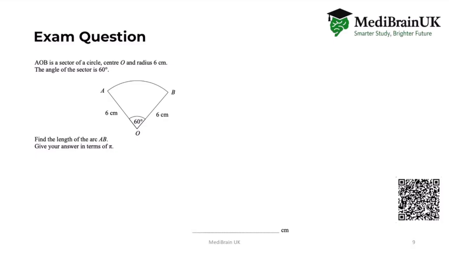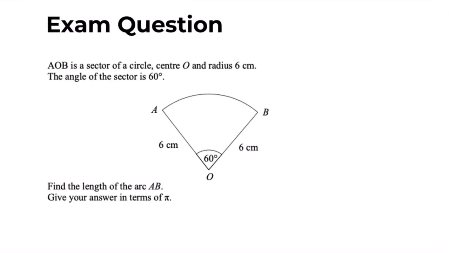So I'm going to go through the answers now. We're given a sector. We know that the radius is 6 centimeters, and the angle we've been given is 60 degrees. We want to work out the length of the arc AB. So going from here to here, that's the arc AB.